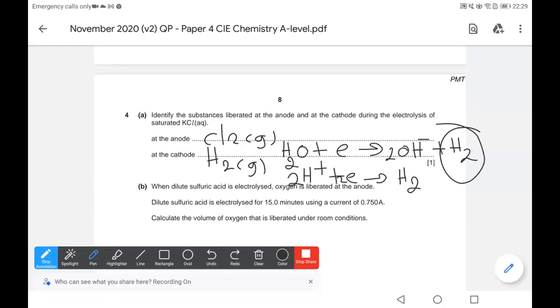Okay. Next. When dilute sulfuric acid is electrolyzed, oxygen is produced at the anode. Water oxidizes and oxygen is given out. That's correct. Dilute sulfuric acid is electrolyzed for 15 minutes using a current. Calculate the volume of oxygen liberated under room conditions. You need the Faraday constant for this.